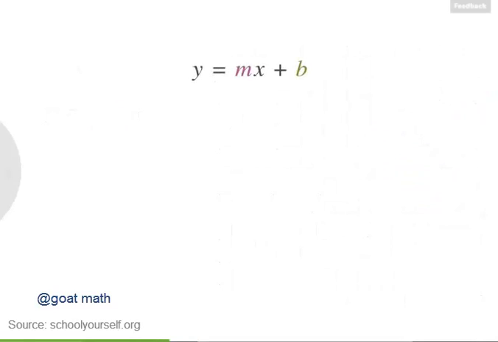So a general way to write equations for lines is like this. y equals mx plus b. m is the coefficient for x, and it will always be the slope of the line. And as you saw earlier, this number that you're adding over here, b, is the y-intercept.